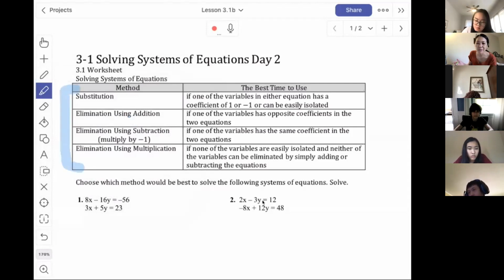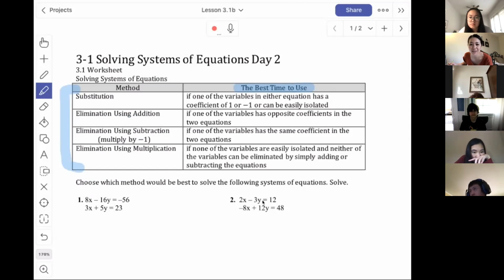elimination. If you want kind of a written explanation on the best time to use these methods, you can read that. I think it's just better to just show examples. And I think from those, you guys can see when to use substitution, when to use elimination.